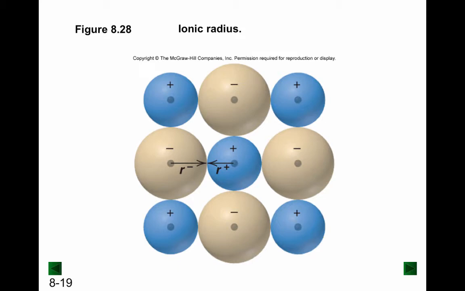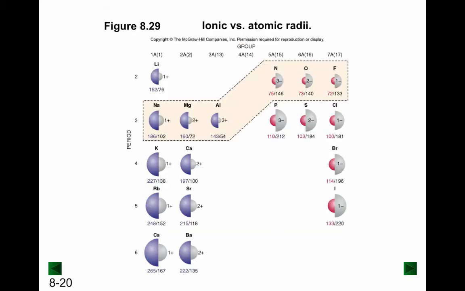Using the relation between effective nuclear charge and atomic size, we can predict the size of an ion relative to its parent atom. Figure 8.29, which is shown on this slide, shows the radii of some of the main group ions relative to their parent atom. From this slide, we can determine that ionic size increases as we move down a group, but the trend is a little bit more complicated moving across a period.